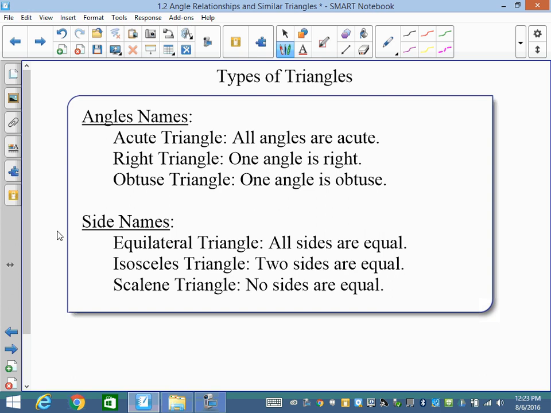Now I do want to go back to this equilateral triangle. It's also called equiangular, but we're not going to go there. I'm just giving you guys a little tidbit more of information. So there you guys go. In the next couple problems, we're going to ask you to identify your triangles by angles and sides.